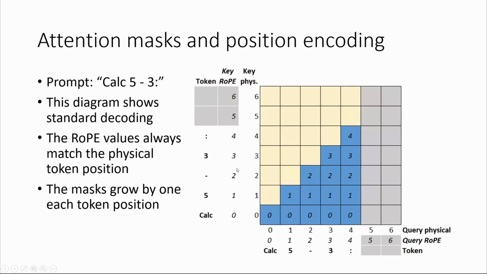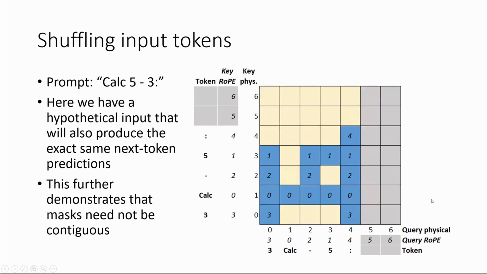Going back to our original example, where they're all the way on the left, I'm going to keep these as the first 5 tokens, but I'm going to permute them. If I shuffle them and have this weird order, calc 3 calc minus 5 colon, notice that this is still the 0th token. So if I just go by token order, it's still calc 5 minus 3 colon. By rope embeddings, calc is still the very beginning, and then 5, and then minus, and then 3, and then colon.